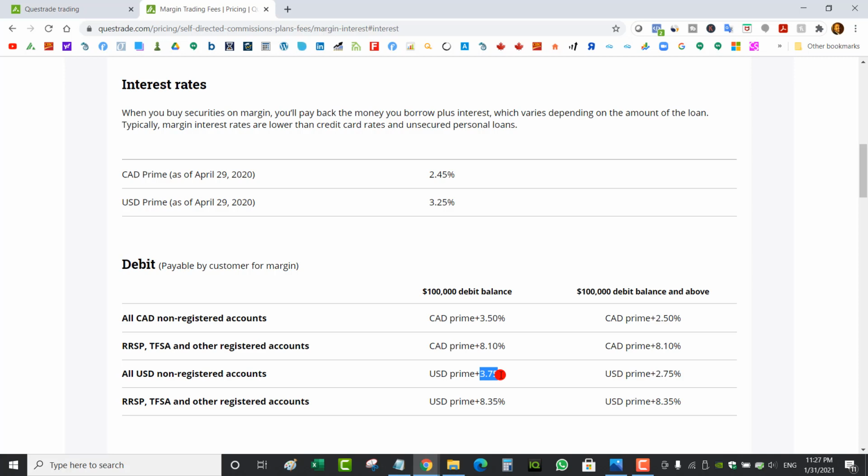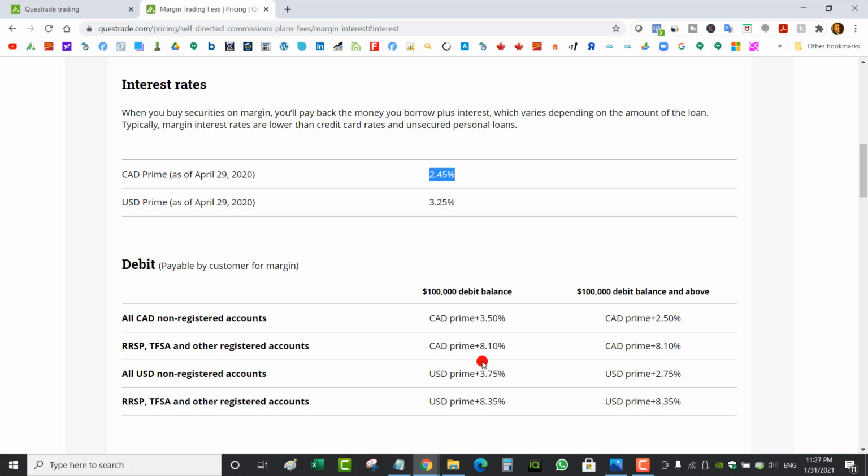So US right now is exactly 7% per year. Canadian is about almost 6%. So 2 plus 5, yeah. So 6% per year for Canadian and 7% for US negative cash balance. So that's the interest rate per year. It gets charged to your account.